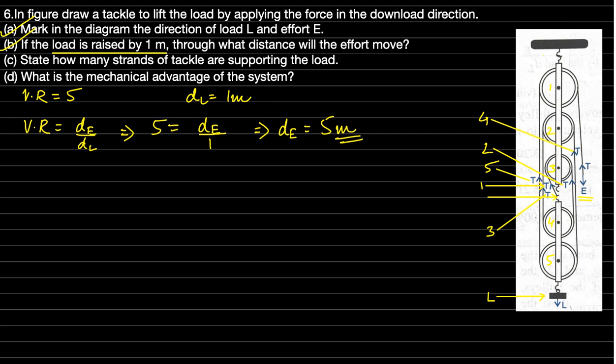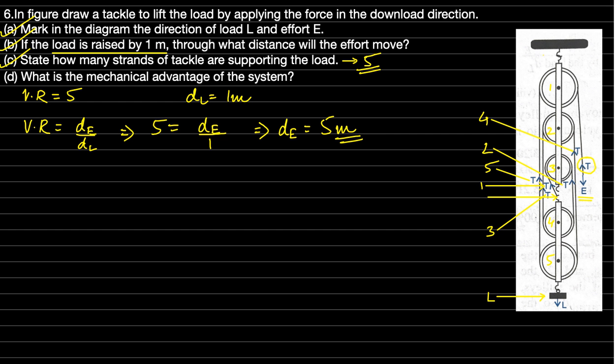We will not be counting this tension because this is due to the effort and this will be equal to the effort. Please remember, this tension will not be counted. So how many strands of tackle are supporting the load? So there are 5 strands. So 5 would be the answer for this. That is for the C part.